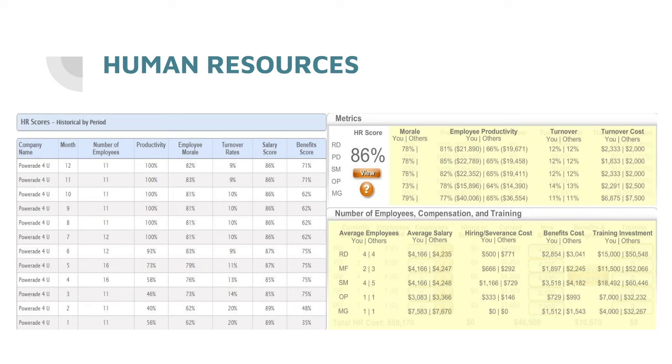Also, the morale was good too. It kept our turnover low. We weren't really losing employees, which is again really good. It reduced our need for hiring and firing people. The hiring and severance costs were very low again.